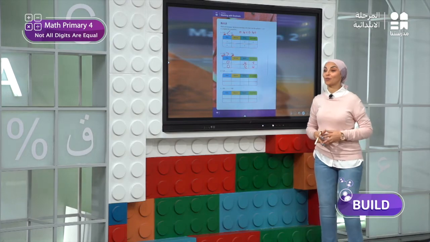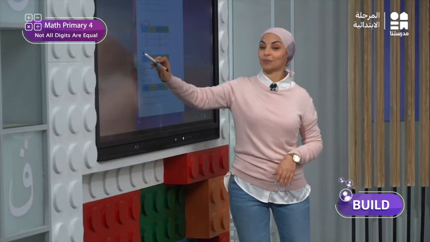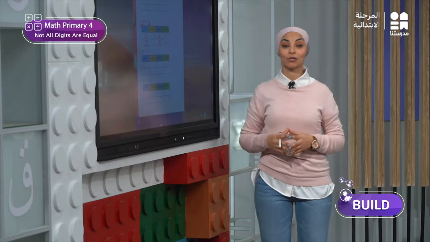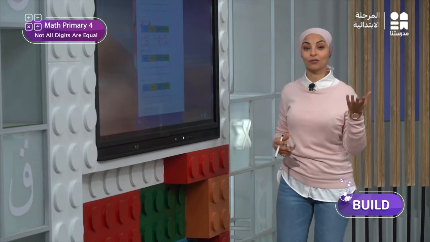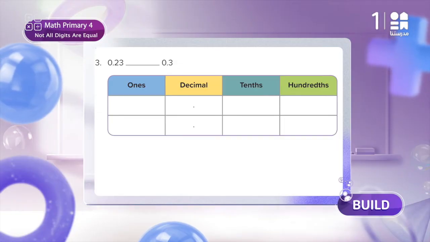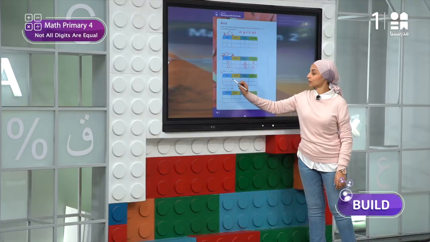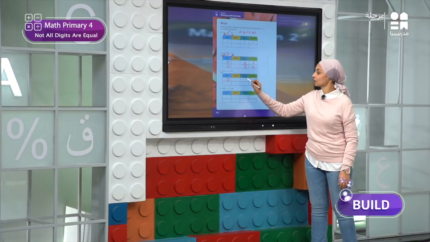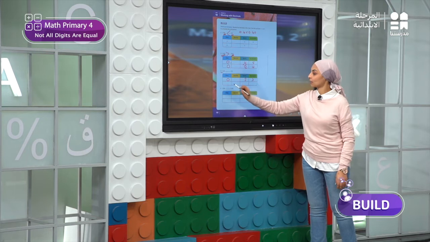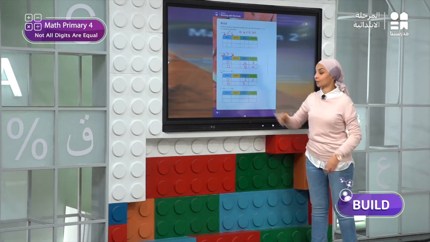Let's go to problem number 3. Here in problem number 3, I want to compare 23 hundredths and 3 tenths. First, I will write the two numbers in the place value chart. Let's write them together: 0.23, and the second number 0.3.